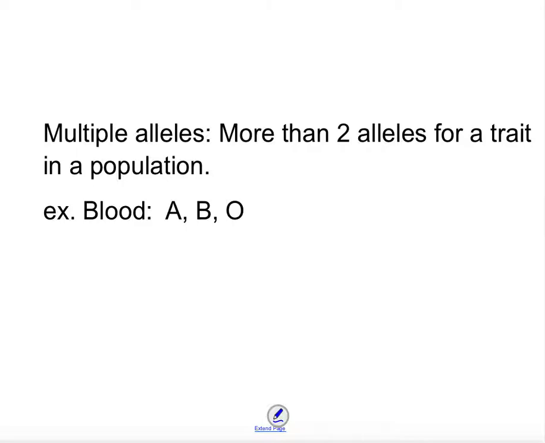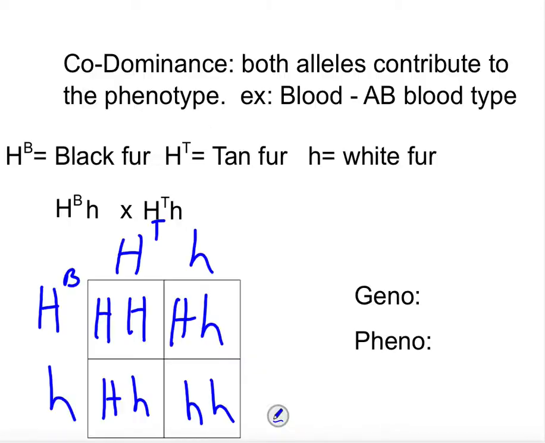Now, codominance simply means that both alleles contribute equally to the phenotype. So, for example, in blood, you have an A allele and a B allele contributing equal amounts to give you the AB blood type. Now with fur here, we have black fur and tan fur. As you can see, they have a capital H, so they're dominant, and you have white fur as a lowercase h. So as you can see, we're bringing in the multiple alleles. We have three different possibilities here.